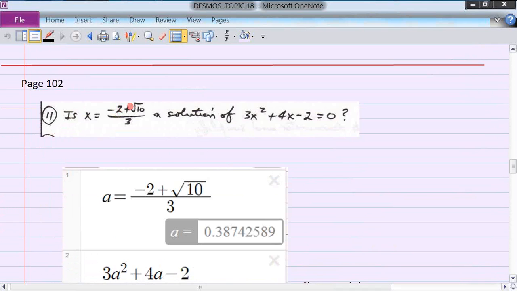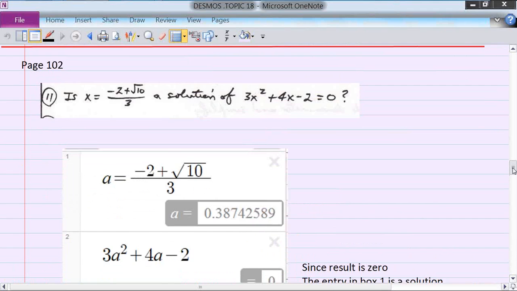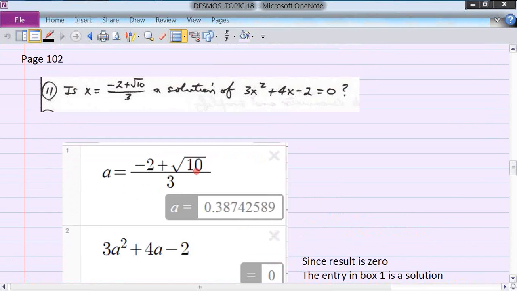Is x equals minus 2 plus root 10 over 3 a solution of this? So I put a equal to this term here, and just calculate 3a squared plus 4a minus 2, and the answer is 0. So since it is 0, I put this number in for a, and when it calculates this equation with this value of a, it's 0. So this is a valid solution.